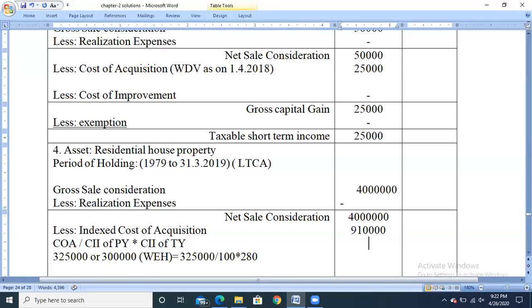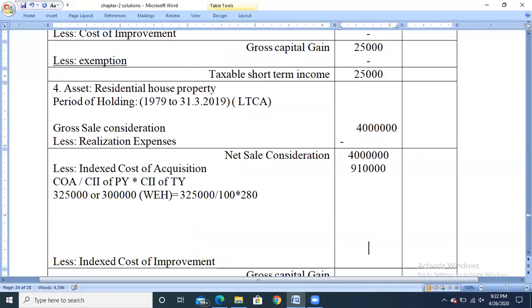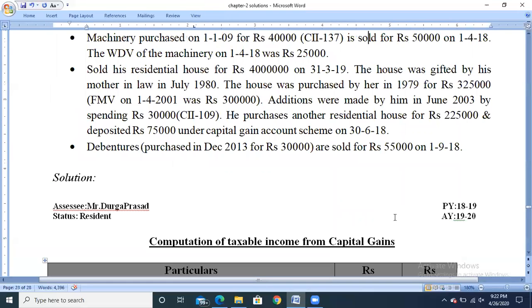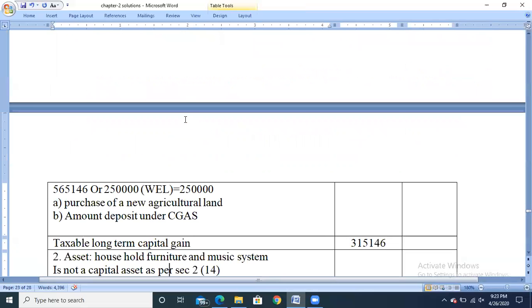Next, calculate the index cost of improvement if any additions have been done by the assessee or the previous owner after 1/4/2001. So check the problem. The assessee has made additions in June 2003. So it is after 1/4/2001, so it is eligible to claim the index cost of improvement for the value of rupees 30,000 and CII value is 109.